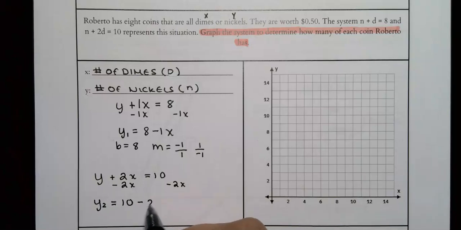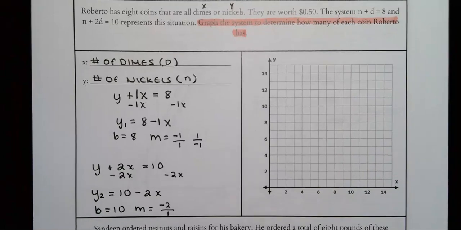10 minus 2x. All right, our y-intercept is 10. Our slope is -2. Go ahead and put a 1 underneath it so it could be a fraction. And then we'll write our reverse slope, which would be 2 over negative 1.